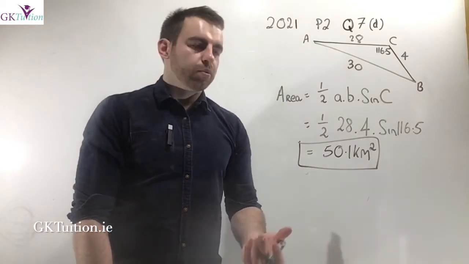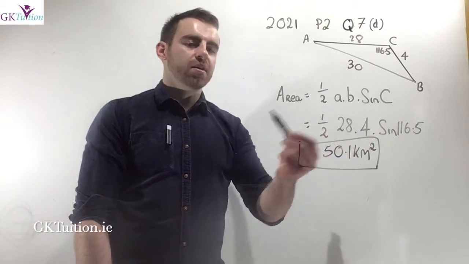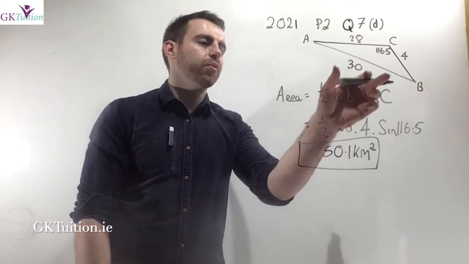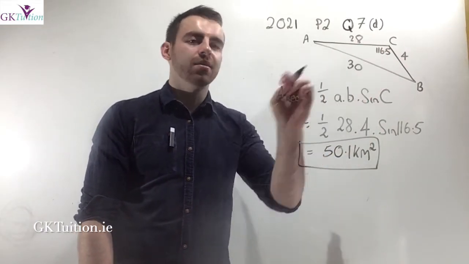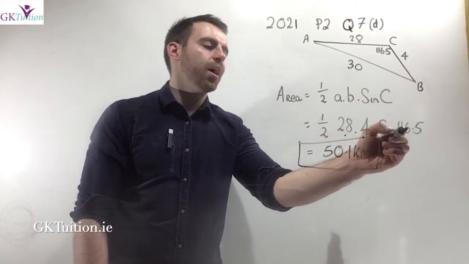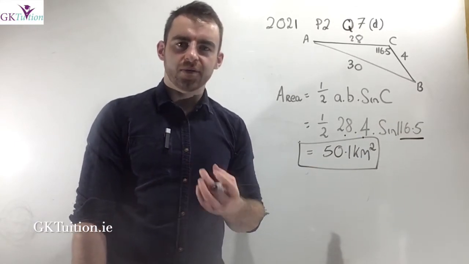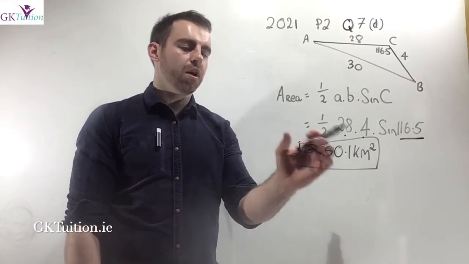In part D, we're asked to work out the area of the triangle ACB. Relatively straightforward, we go to our maths tables. To get the area of a triangle, it's a half ab sine C, where a and b refer to two sides and C is the angle in between them. So we have to use 28 and 4 as our sides and the angle is 116.5. When you plug it into your calculator, your final answer is 50.1 kilometers squared.